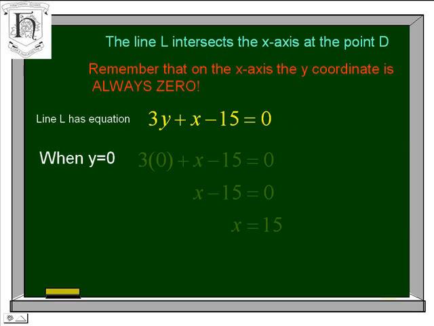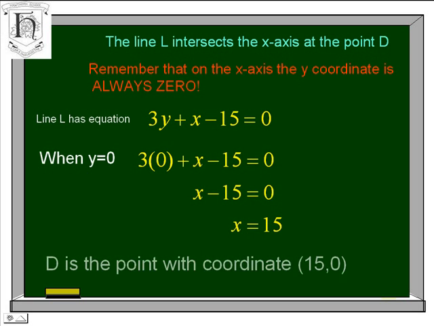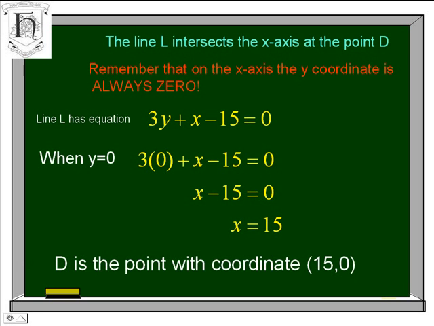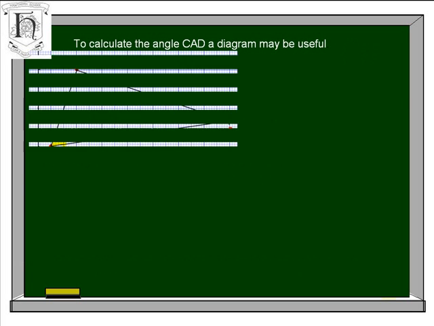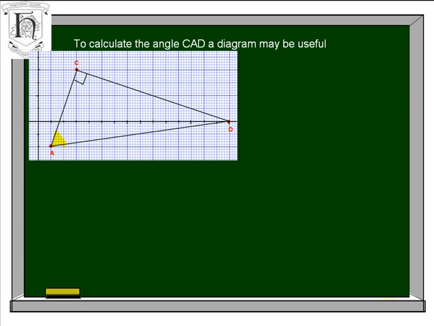So when y equals 0, we have 3 times 0 plus x minus 15 equals 0, giving us the fact that x must be 15 at the point D. Of course, the y-coordinate was 0, so D is the point with coordinates 15, 0. Now, to calculate the angle CAD, a diagram would be very useful. Of course, you don't have to draw a diagram, but this time it does help us to remember that we have got perpendicular lines involved.